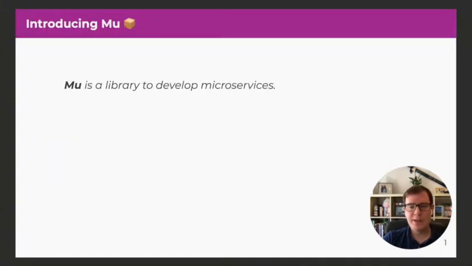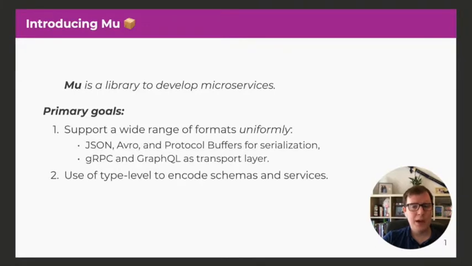We're going to introduce our library, Mu Haskell, sponsored by 47 Degrees, and basically it's just a library to develop microservices. We had two goals while developing this library. We wanted to support a wide range of formats, and right now, for example, we support Protocol Buffers and Avro for serialization, and as transport layers, we use gRPC and GraphQL. And we're working right now also on JSON serialization to support OpenAPI, which is going to be an interesting challenge.